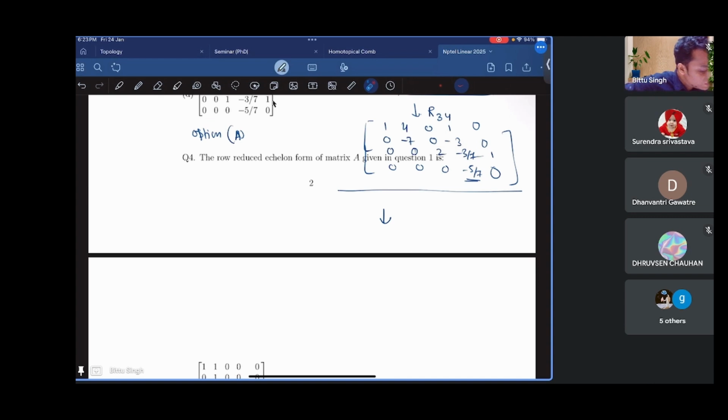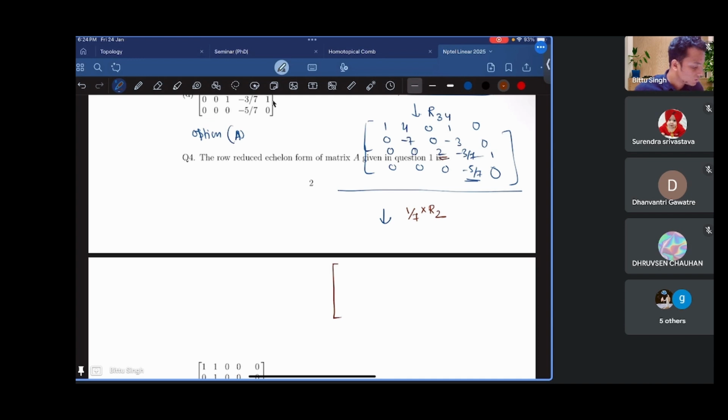And another thing is that the leading entry should be 1. For example, here it is -7, then we need to divide it by -7 so that it becomes 1. And again there is something above the leading entry, it needs to be cancelled. So we need subtraction. Let us do those operations. Just to make leading entries 1, we can perform 1/7 times row 2.